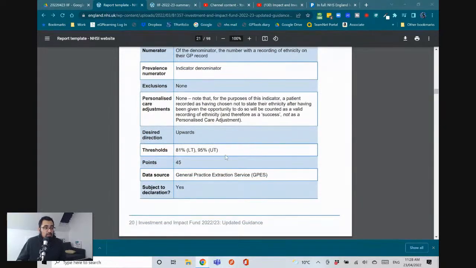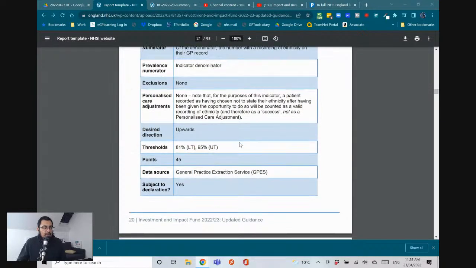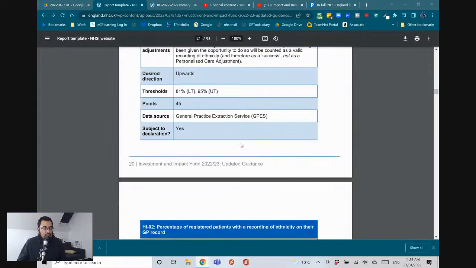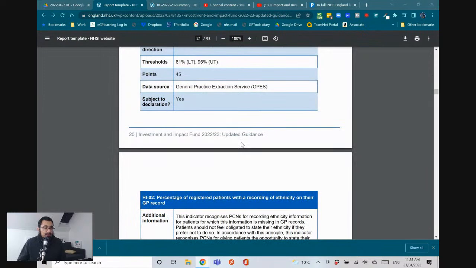It's an upwards trend with an 81% lower threshold and a 95% upper threshold. So it's quite a high-level one to do, and it's 45 points. If you're still going on the 200 points per thing, that's about £9,000 for your network. And GPES is the extraction route. This one is interesting. It shouldn't be that difficult.